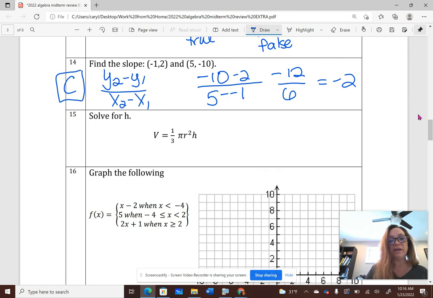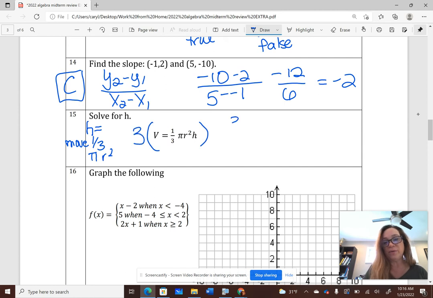Okay, so solving for h. That means I want h equals. So I'm going to move the 1/3, the pi, and the r squared. To move the 1/3, I'm going to multiply by 3. And I usually start with getting rid of the fractions. It's just a good strategy.